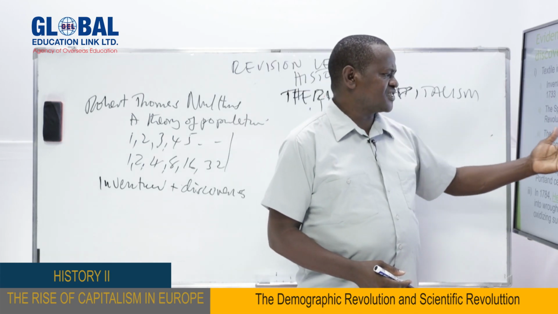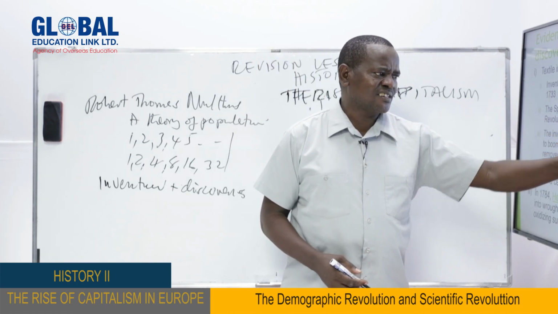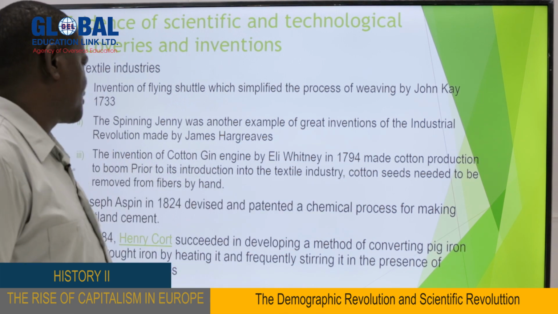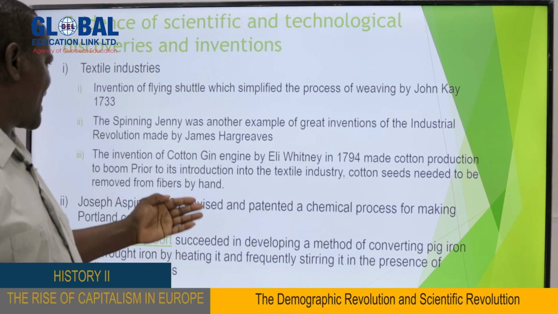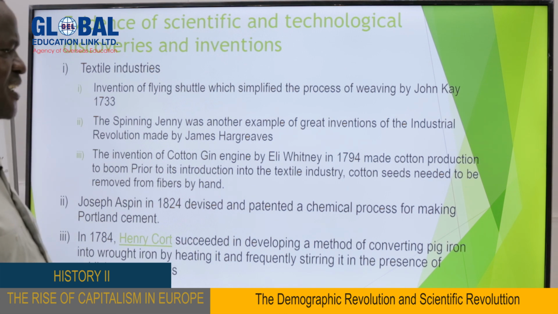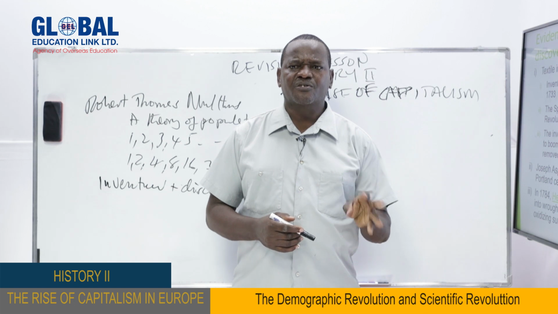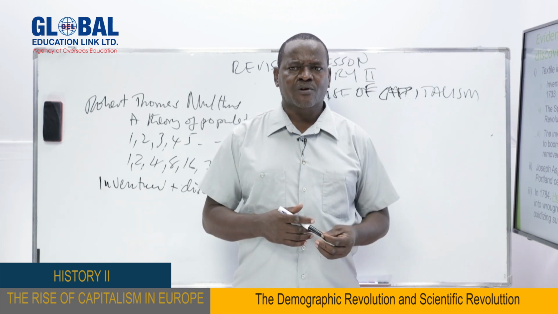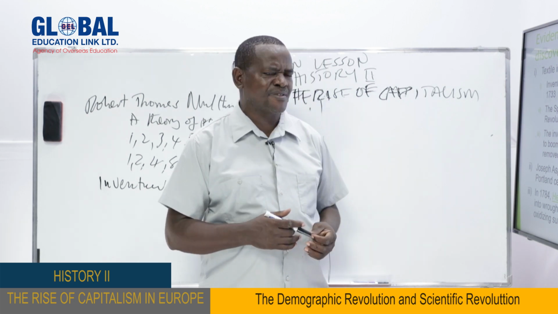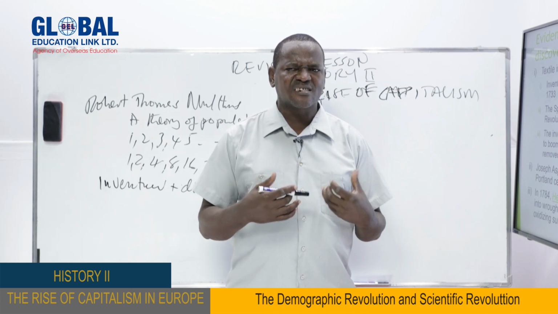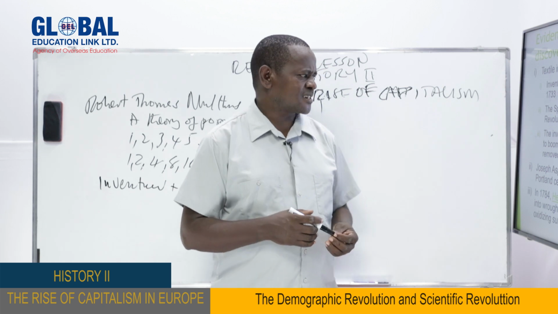Another thing was the invention of the cotton gin by Eli Whitney, an American, in 1794. And this made cotton production boom prior to the introduction of textile industries. In fact, this was the machine designed to remove the cotton seeds from the cotton fibers.